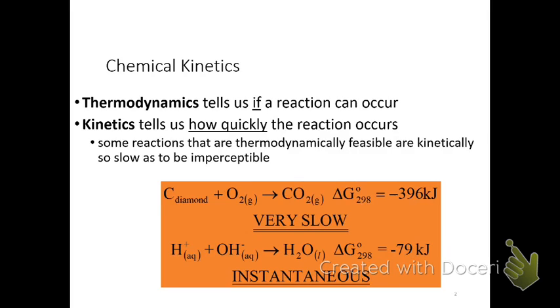Diamond decomposing to CO2 happens so incredibly slow that for all purposes we say that it does not happen, but it does in fact happen, just so incredibly slowly. Whereas the formation of water is almost instantaneous. Especially in the case of an acid-base reaction, when you have free hydrogen from the acid and free hydroxide from the base, it's an instantaneous reaction. So again, thermodynamics tells us if a reaction can occur spontaneously or if it's favored thermodynamically, and kinetics will tell us how quickly that reaction occurs.